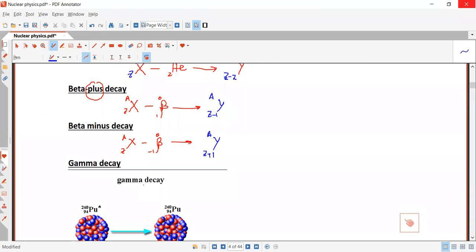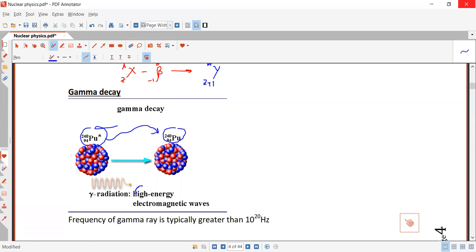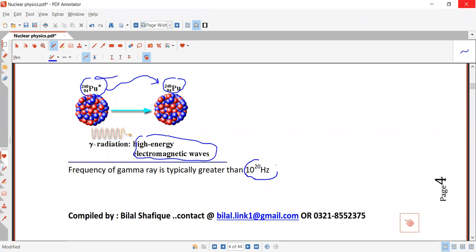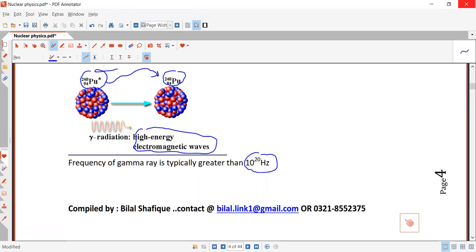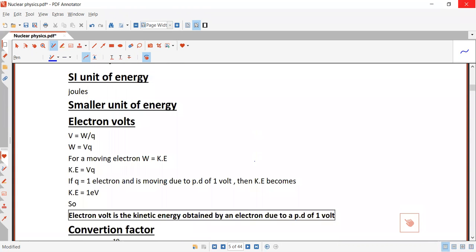And what about gamma decay? The element just remains the same. If this is plutonium, then plutonium is converted into the same plutonium, but it emits a high energy electromagnetic wave, which we call a gamma ray. Its frequency is typically 10 to the power 20 hertz. Okay, friends, this was just a quick revision of the O levels and AS material. Now let's get to some A2 material.